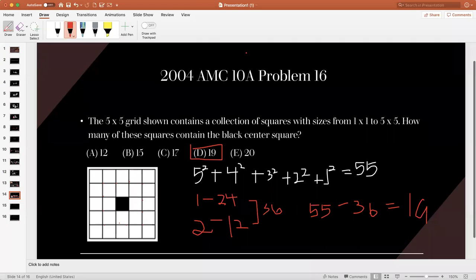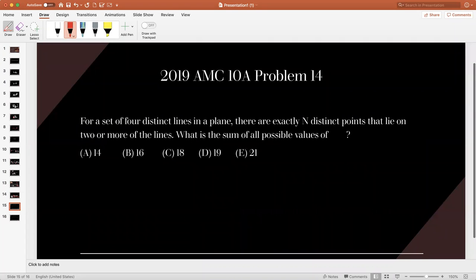Okay, moving on. This is a 2019 AMC 10 problem number 14. For a set of 4 distinct lines in a plane, there are exactly n distinct points that lie on 2 or more of the lines. What is the sum of all possible values of n? I'll give everyone some time on this question, and after I get some correct answers in, then I'll start explaining the question.